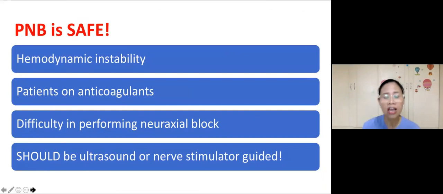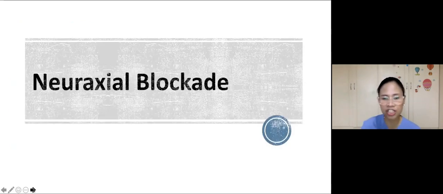However, I would want to stress that we are now trying to shy away from doing blind techniques, no? or landmark-based techniques. You should have an ultrasound or nerve stimulator when performing your blocks for the patient to be more safe. Also, a lesser volume of local anesthetic is required if you are ultrasound or nerve stimulator guided, which decreases the chances of complications such as local anesthetic systemic toxicity. All right? Okay, now let's move on to neuraxial blockade.